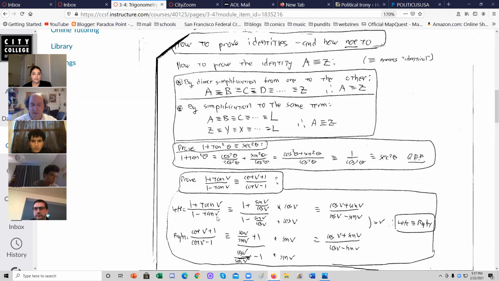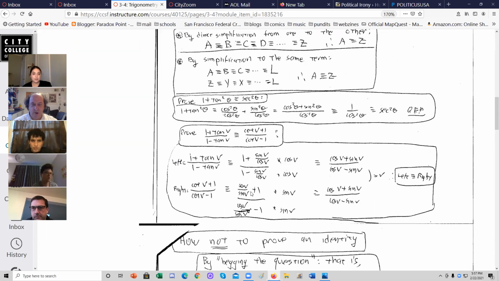That's the left side. Right side, same deal. Cotangent plus 1 over cotangent minus 1. Cotangent is cosine over sine. So you have cos over sine plus 1 over cos over sine minus 1. Multiply above and below by sine, and it turns into cos plus sine over cos minus sine. These are identical. Therefore, left is identical to right, QED.